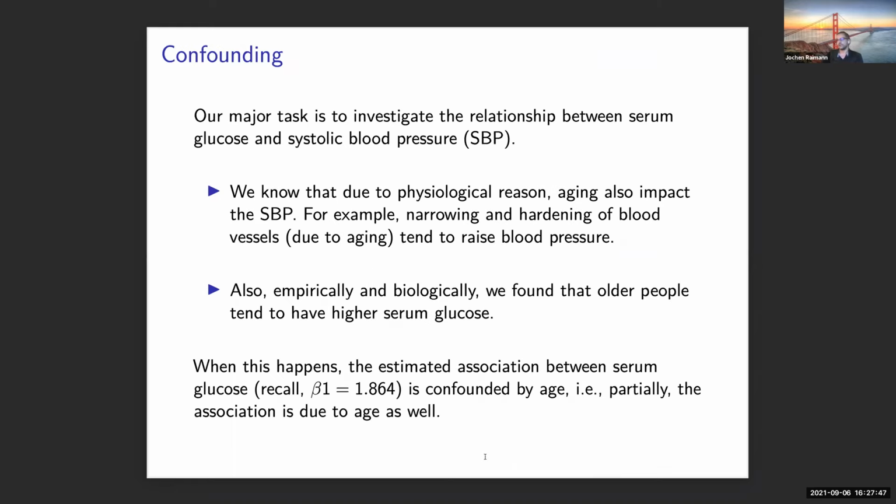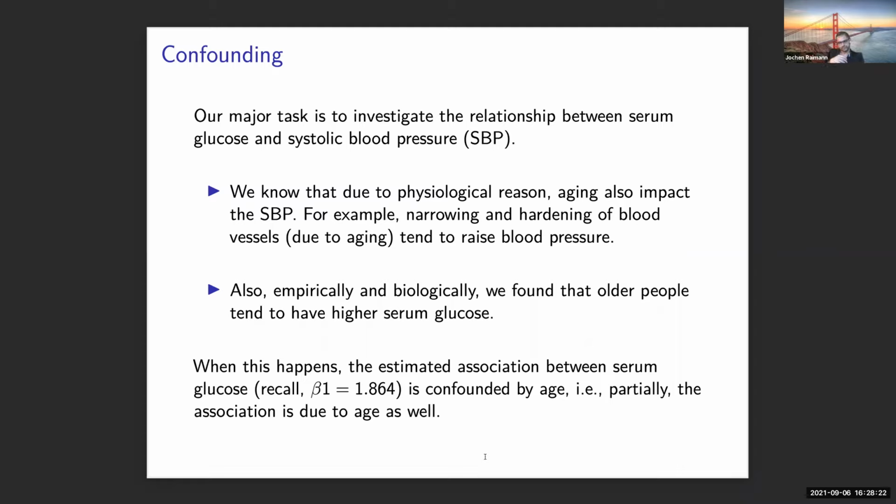All right. So confounding. What is confounding? We are still aiming to investigate the relationship between serum glucose and systolic blood pressure. We know that there's a physiologic reason associating serum glucose with systolic blood pressure. So we know there's an association. And I mentioned last time already, this will change with age, right? In a young individual, glucose may have an increasing effect on systolic blood pressure.